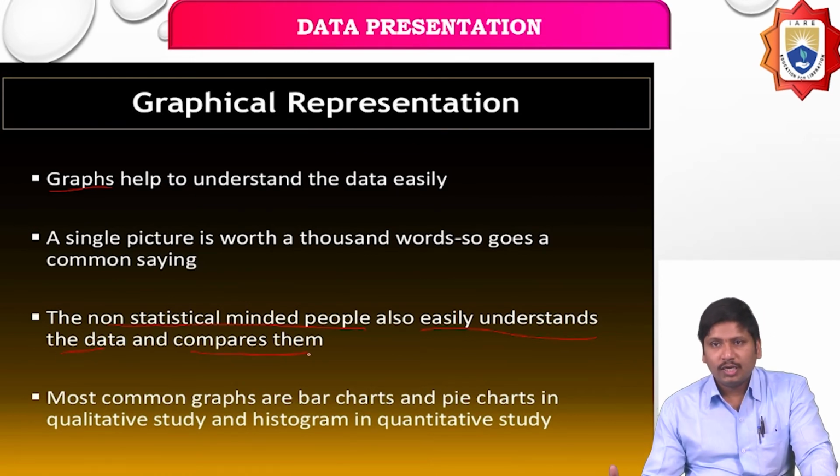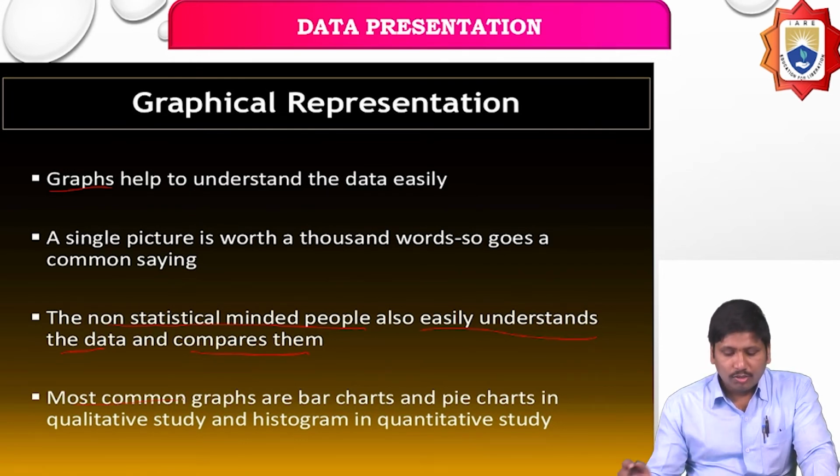So what is the data? Suppose I give the data in the form of text, some people are unable to understand what the text is referring to. If the same thing is presented in the form of a graph, then non-statistical minded people can also easily understand what the diagram is, and they can also easily compare them.